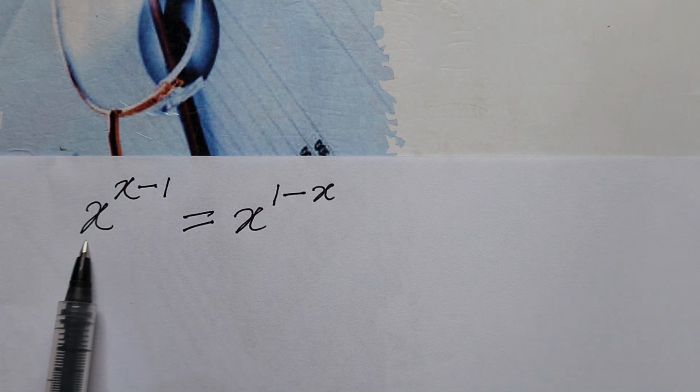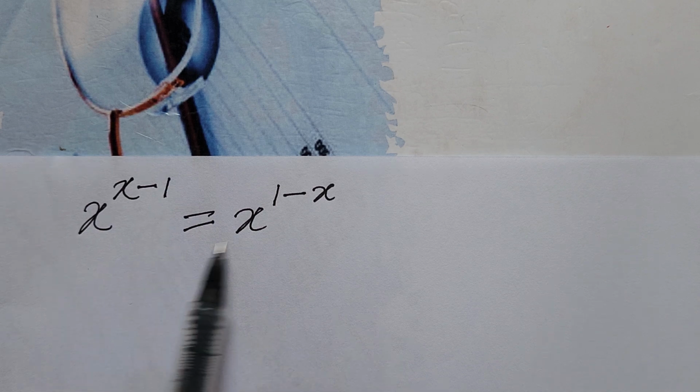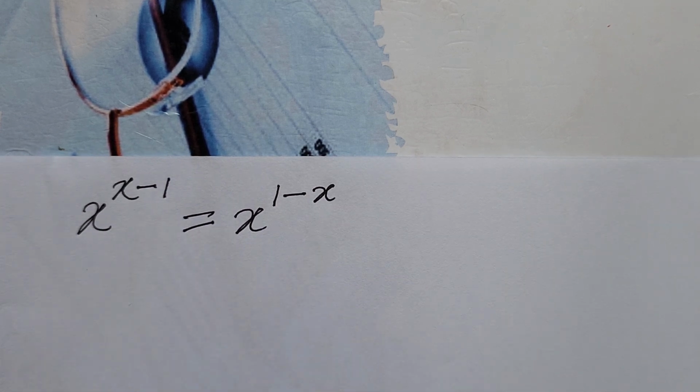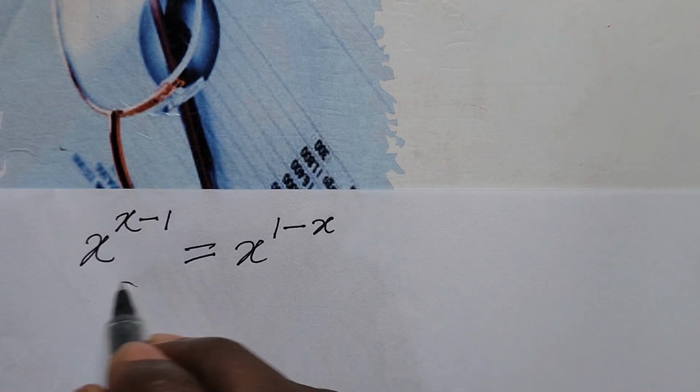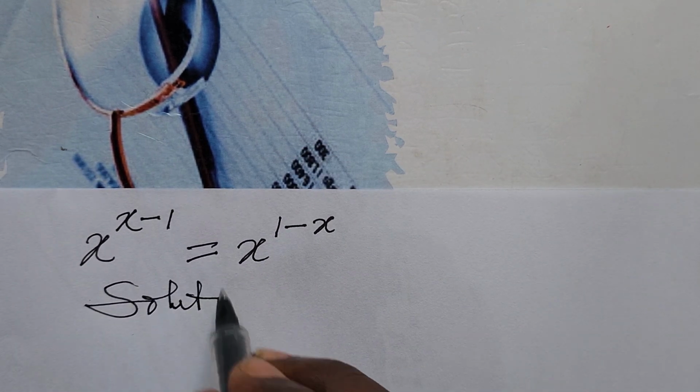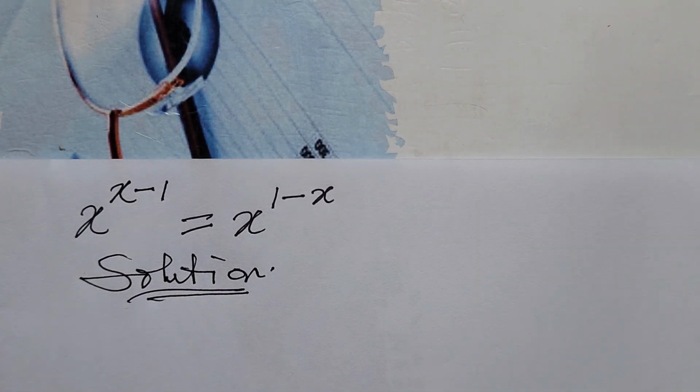The question is x to the power of x minus 1 equal to x to the power of 1 minus x. All right, so from the x, we are looking for x, right? So how do we go about this? It's easy. Let's take our solution. In solving this, like I said earlier on, we must avoid some mistakes here.